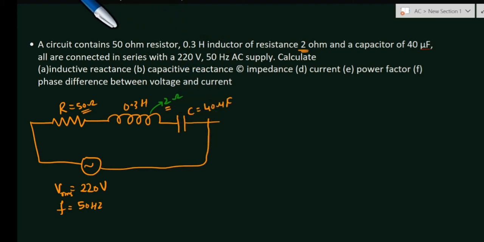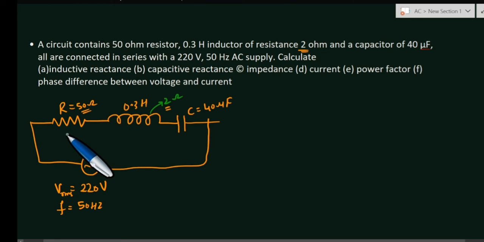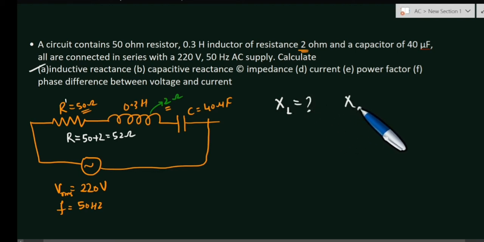Therefore, we can write the total value of resistance in the circuit. I'm going to write here that R is equal to 50 plus 2. This is equal to 52 ohm. So this is the value of total resistance in the circuit. I'm going to call this R dash and this is R. R is 52 ohm. Now they are asking the value of inductive reactance XL, capacitive reactance XC, and third one, that is impedance.